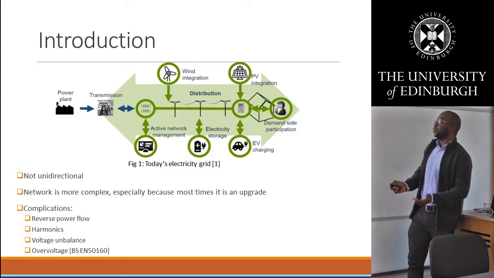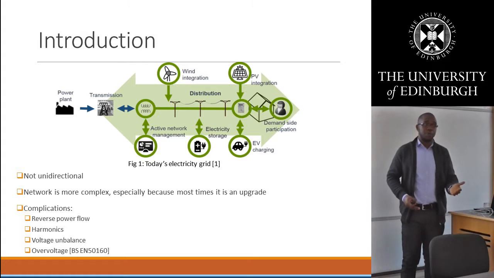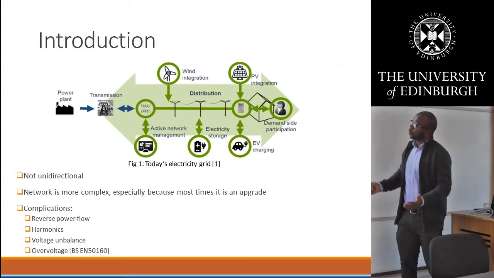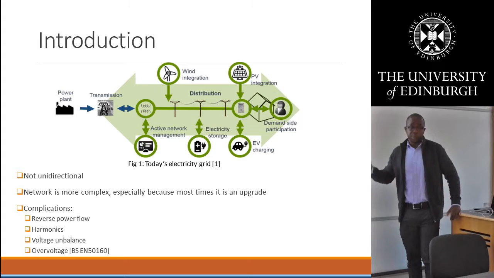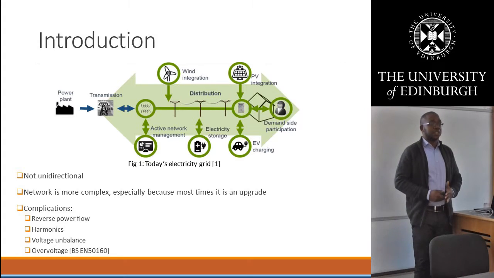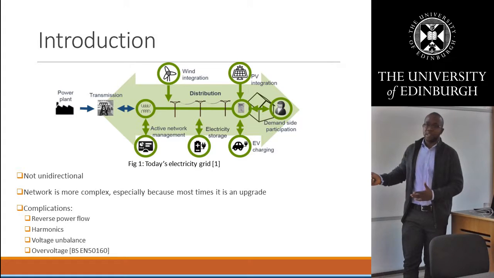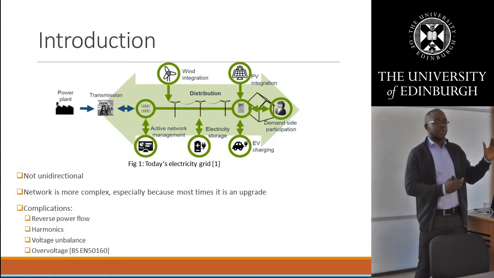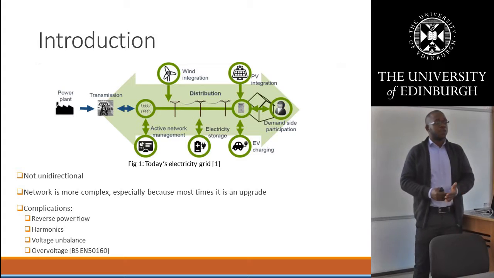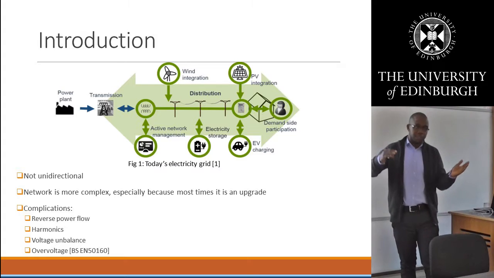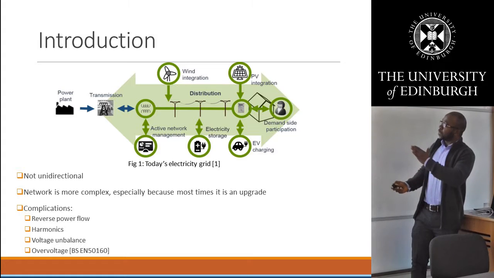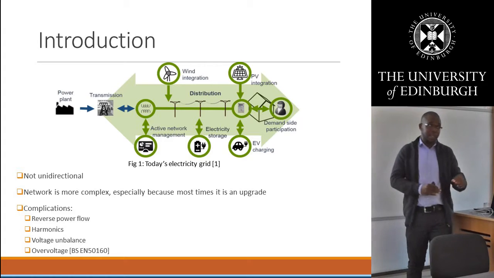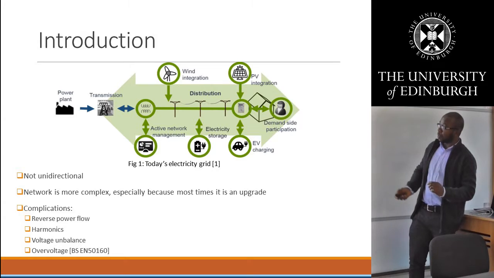And we also have technologies like electric vehicles that have also needed to be connected to this network. And this has caused some complexities, especially for the distribution network, because the network was not designed to accommodate this kind of changes. It becomes more complex because most of these new or smart networks are just upgrades. Traditionally, they weren't designed for this. Most of the networks that are getting to this status are actually upgrades. There are only a few networks that are designed from scratch to behave in this manner.